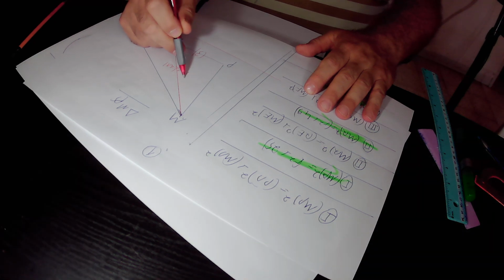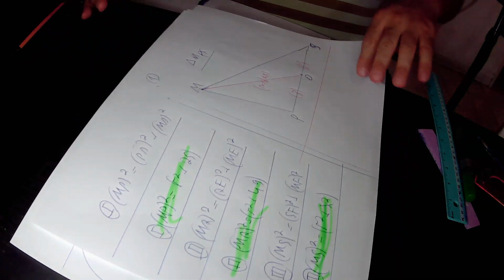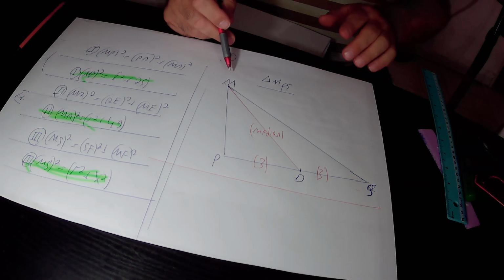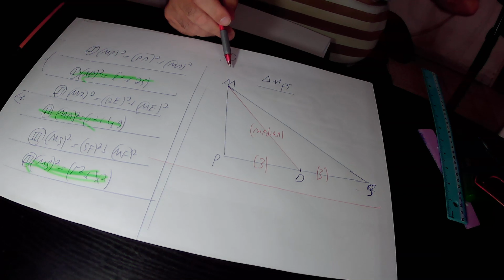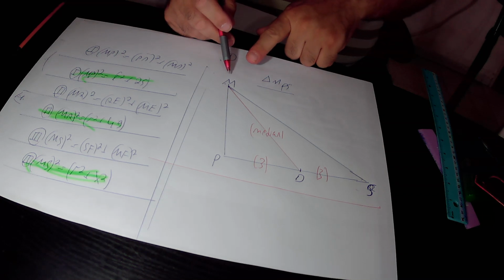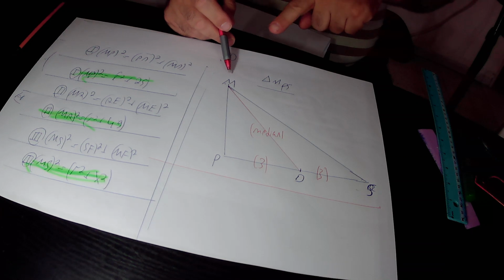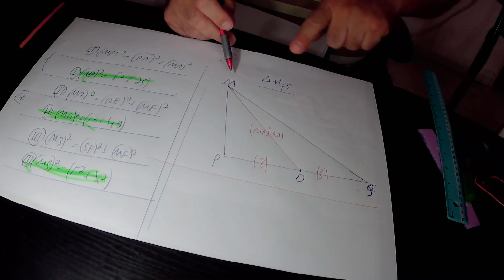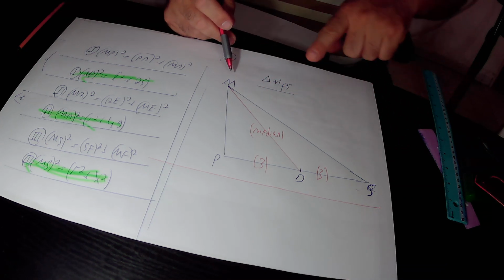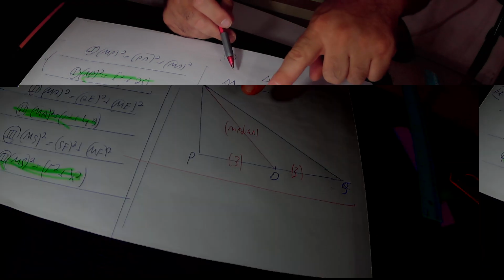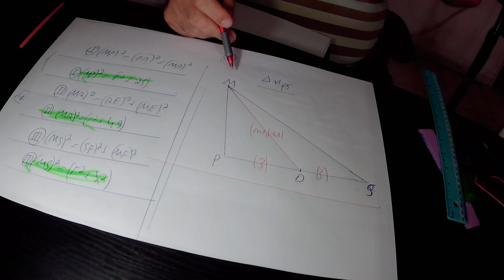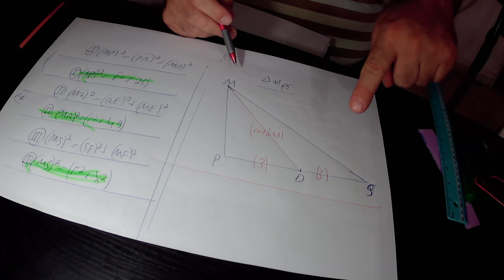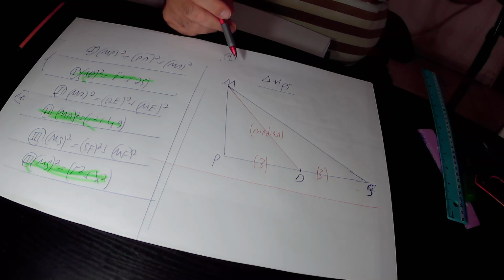So what is a median of a triangle? A median of a triangle starts from the vertex of the triangle and ends at the midpoint of the opposite side. So the median MD starts from the vertex M and ends at the opposite side of this vertex, that is PS. And the median MD bisects side PS. That is to say, it divides the opposite side PS into two equal parts. The first part is PD and the second part is DS. So PD equals 3 and DS also equals 3 units in length.